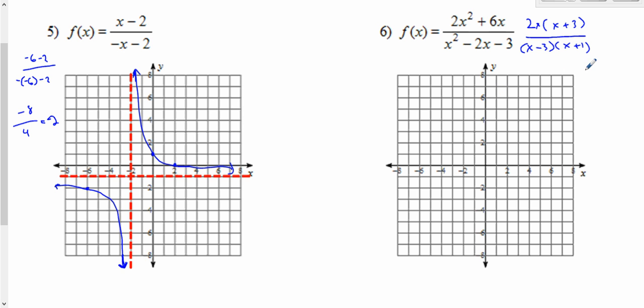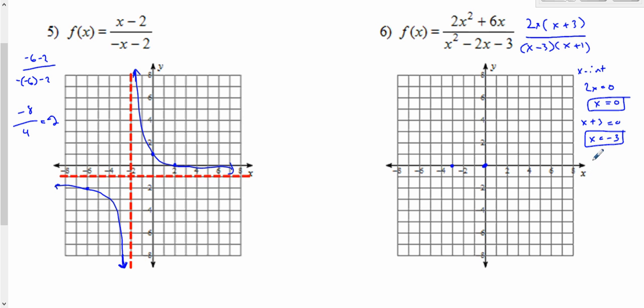So for the x-intercept, I set the numerator factors equal to 0. I get 2x equals 0, which is x equals 0. And x plus 3 equals 0 will give me x equals negative 3. So x equals 0 and x equals negative 3. I'll go ahead and plot those on the graph.